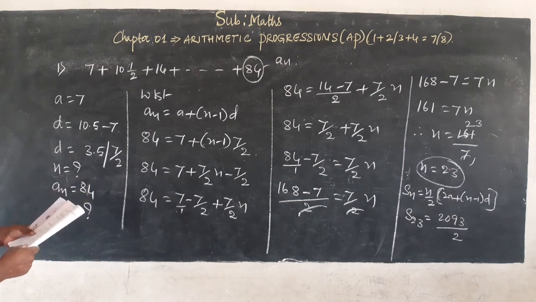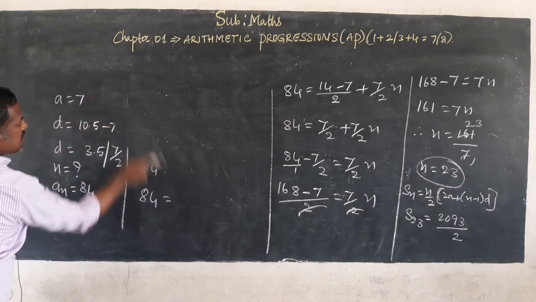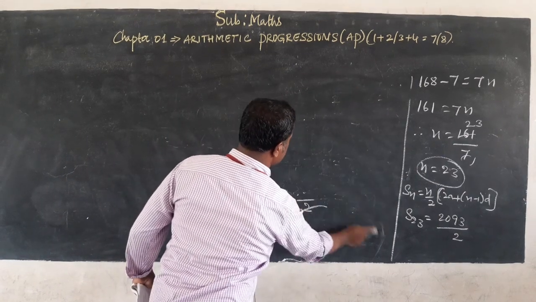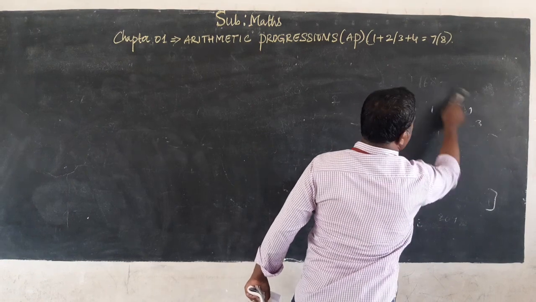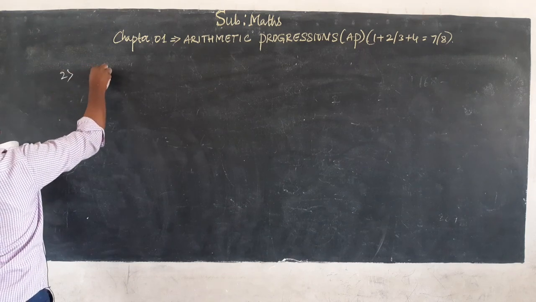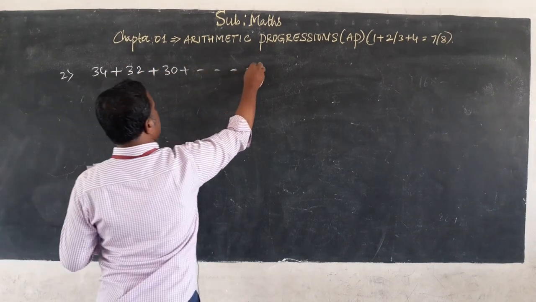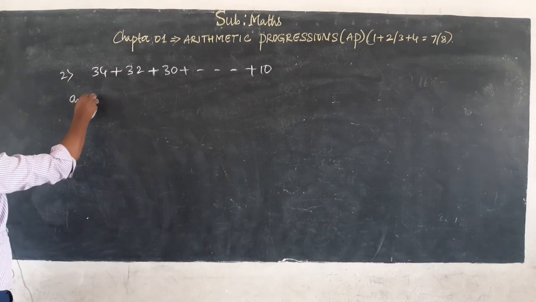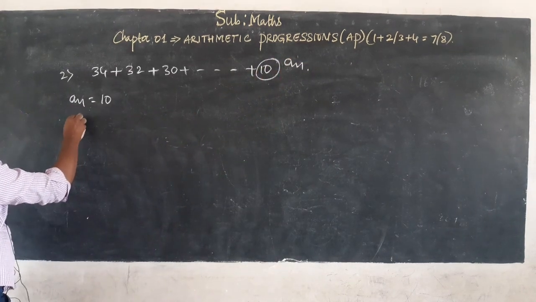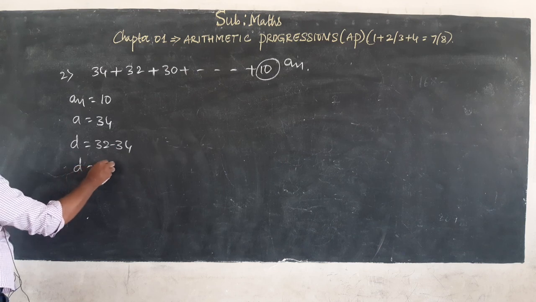Next, let me explain the second problem in the second main. Understand, children? What is that? 34 plus 32 plus 30 plus dot dot dot plus 10. What is the value of the last term? That is 10. This is what we call an. What is the value of a? 34. What is the value of d? 32 minus 34. The value of d is minus 2.